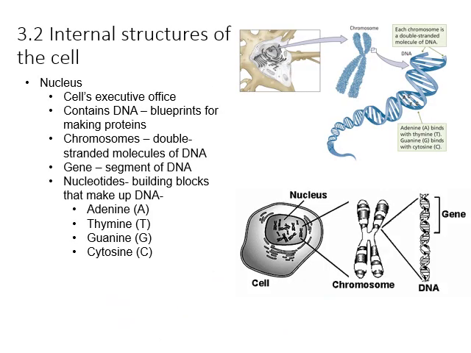The nucleus of the cell, which is located in the soma, is kind of like the executive office of the cell. It contains DNA, which is the blueprints for making proteins, chromosomes, which are double-stranded molecules of DNA, and then genes, segments of this DNA. And there's a nice picture up here, and then one down here as well to show the relationship between chromosomes, DNA, and genes.